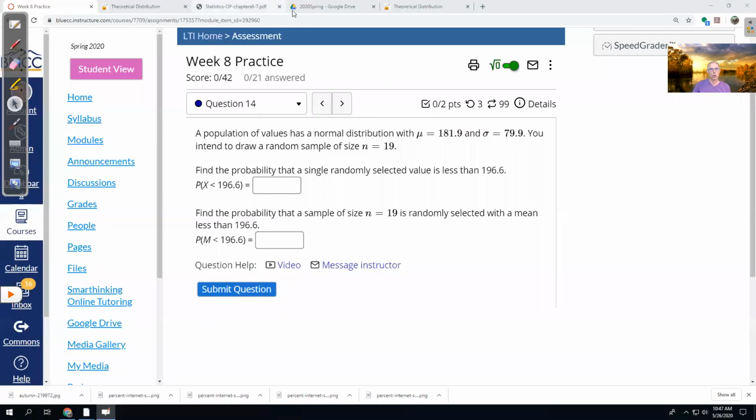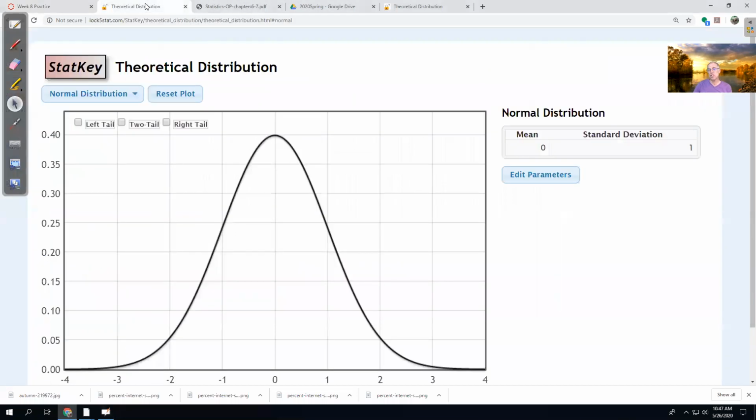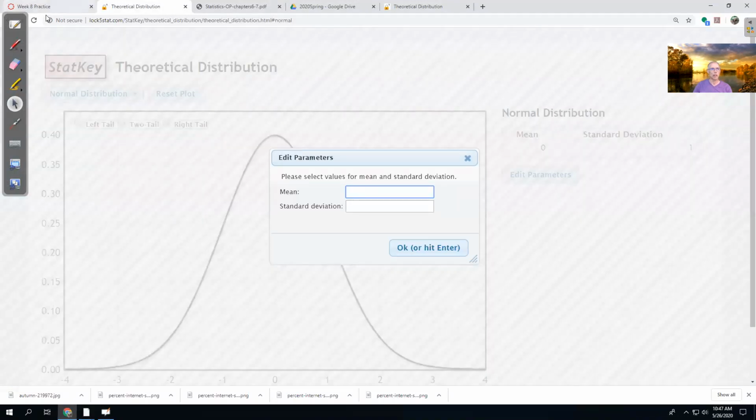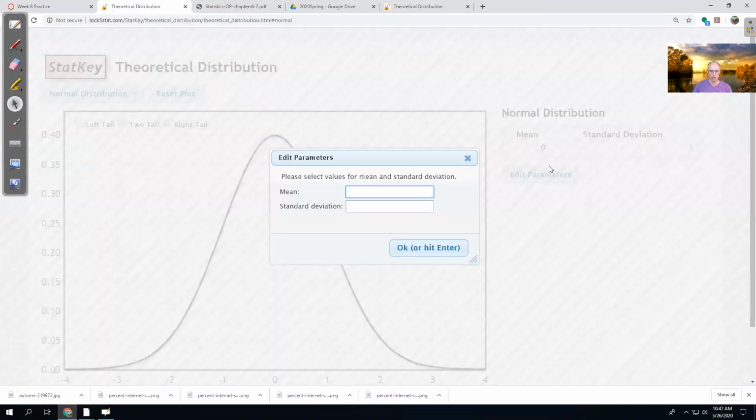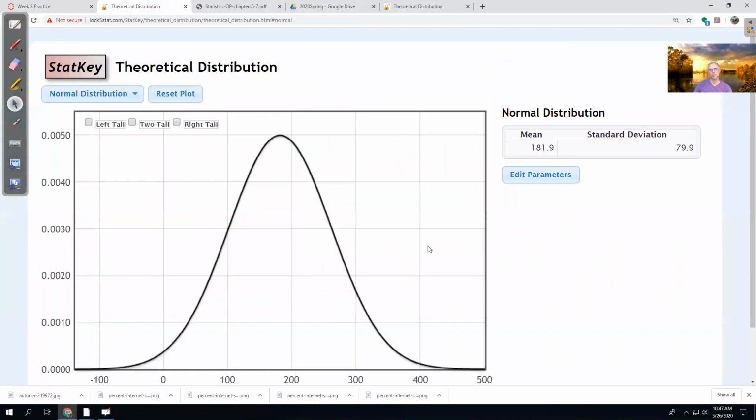So then I have to bring up a normal distribution calculator, which could be StatKey, but it could be a spreadsheet. So I can whip out a spreadsheet to do this too in a sec. And I have notes on how to use a spreadsheet to do this. So whenever you use the normal distribution calculator, you got to set your parameters. And we were given a mean of 181.9 and a standard deviation of 79.9. So make sure you get the right mean and standard deviation.